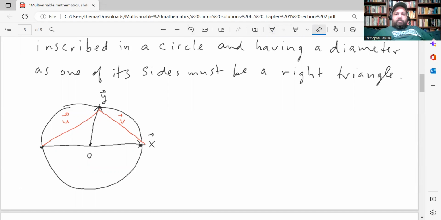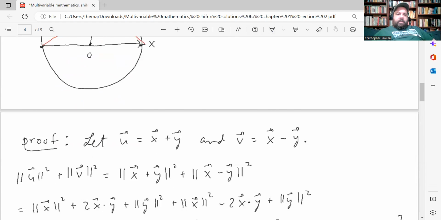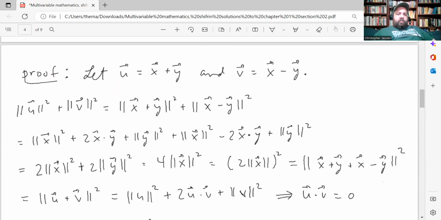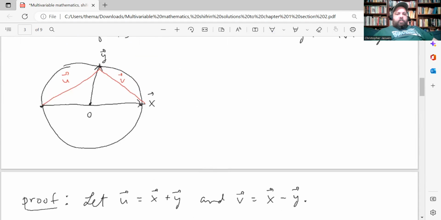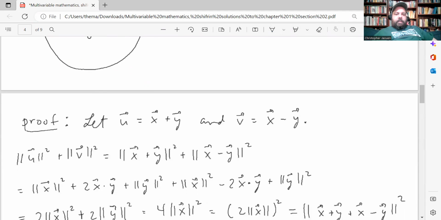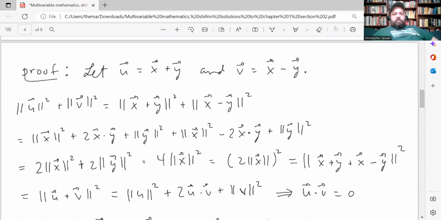All right, so let's go to the proof. Here I'm defining u and v, so let u be the vector x plus y. x and y are radii of the circle here, and then the diameter is just 2x. So you have x and x for the diameter, so 2x. All right, so u is defined to be x plus y, v is defined to be x minus y, and like I said, those are the vectors that I drew in the picture.